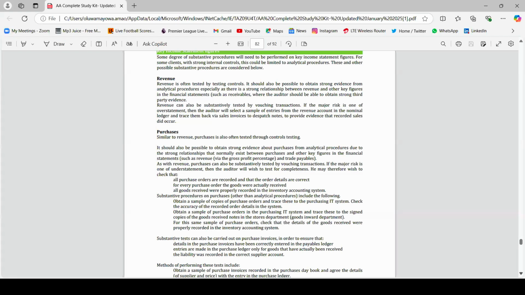So basically, when you look at substantive procedure as a whole, one thing I want you to take at the back of your mind is that the auditor is testing for possible material misstatement. That means the risk of errors, omissions, or fraud in the financial statement assertions. When I say financial statement assertions, I mean the basis of preparation of the figures in the financial statements: the assets, the liabilities, the equity, even the income statement. So substantive procedure is basically that.